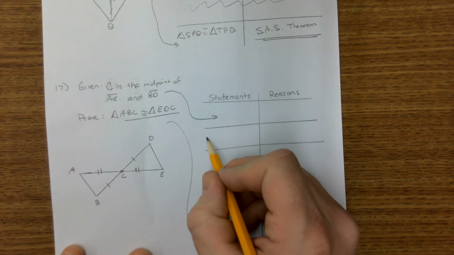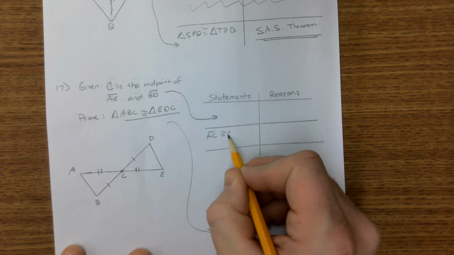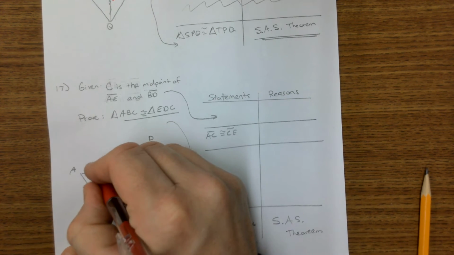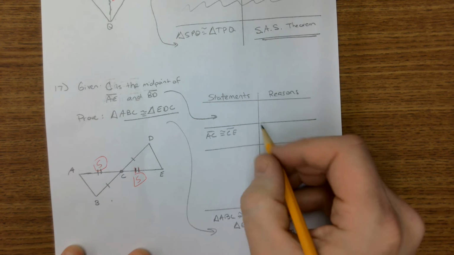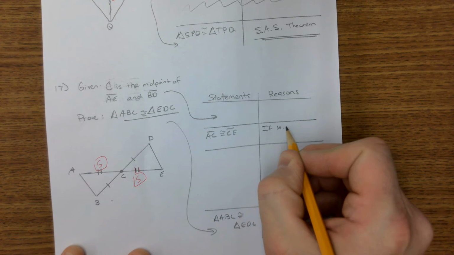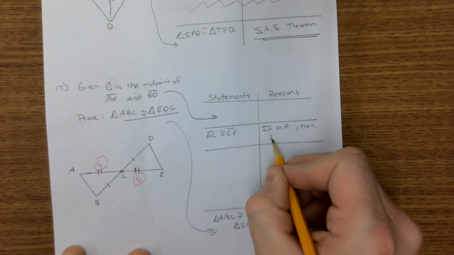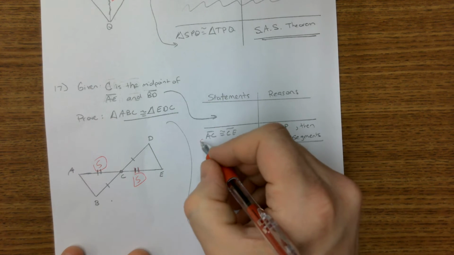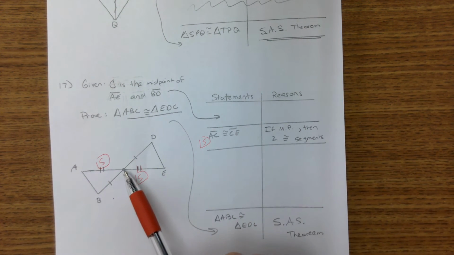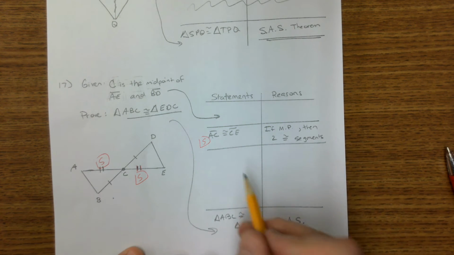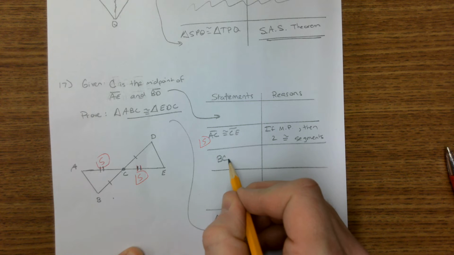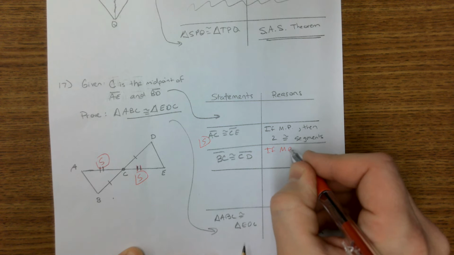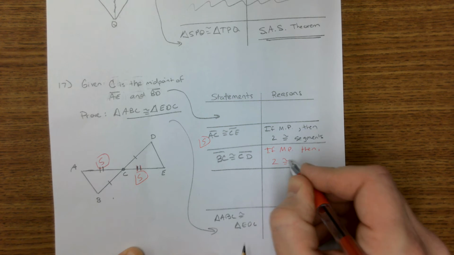So what can we say? Well, I know that AC is congruent to CE. This side and this side, they're congruent. Well, how do I know they're congruent? Well, if midpoint, I'm just abbreviating here, if midpoint, then two congruent segments. That's what it means for something to be in the middle. The midpoint means that it's the exact middle. And then what about these two? BC is congruent to CD. And again, same thing. If you have a midpoint, then you have two congruent segments.